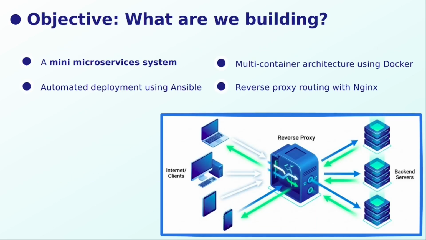What are we building? In this project, we are not just running containers, we are building a mini microservice platform. Our goal is to automate deployment using Ansible, to design a multi-container system using Docker, and to control traffic using Nginx. Think of this as a simplified version of a real product system, but small enough to understand clearly.